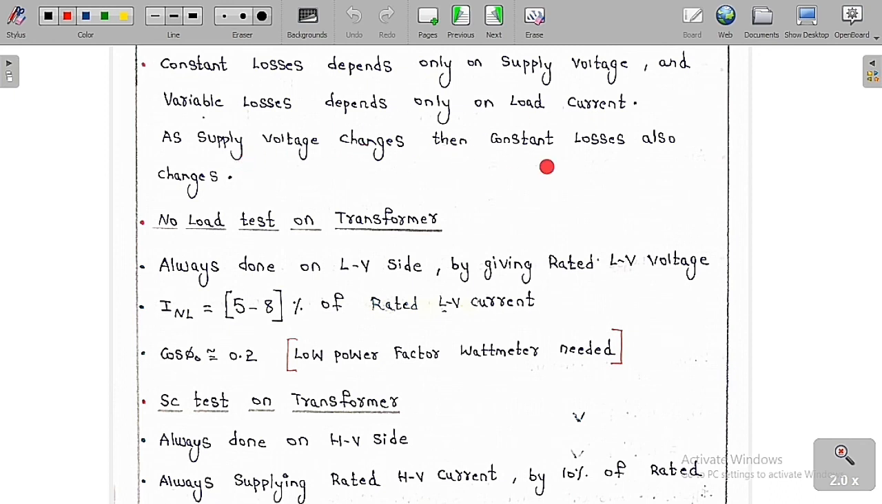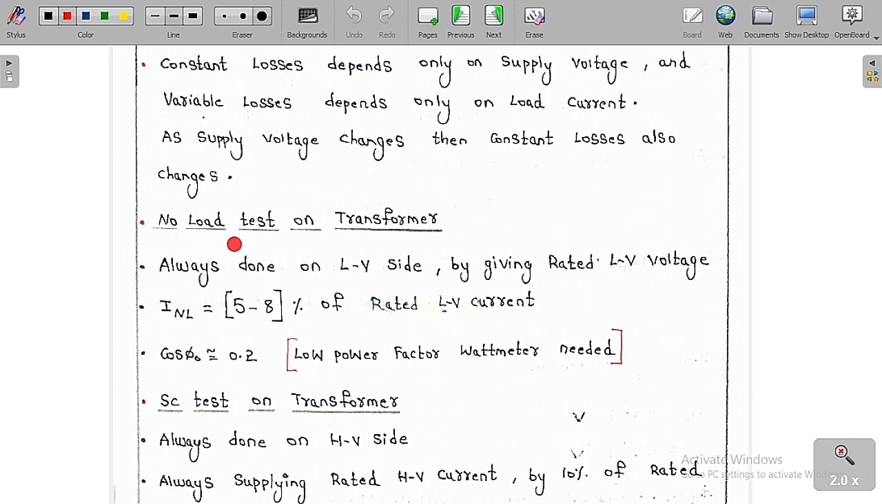As the supply voltage changes, the constant losses also change. The constant losses are the losses which depend only on the supply voltage, and the variable losses are the losses which depend on the load current. So whenever the load changes, the load current changes, and these losses also change. Finally, constant losses in a transformer are core losses and dielectric losses, and the variable losses are the copper losses and the stray losses. The constant losses depend only on the supply voltage, whereas the variable losses depend upon the load current. So this is the point that you always have to remember.